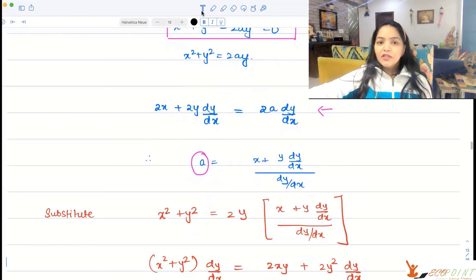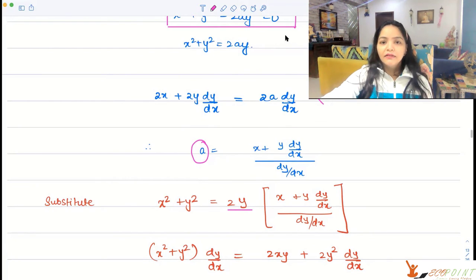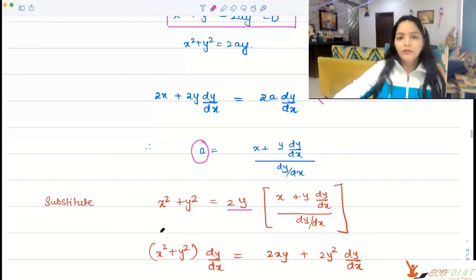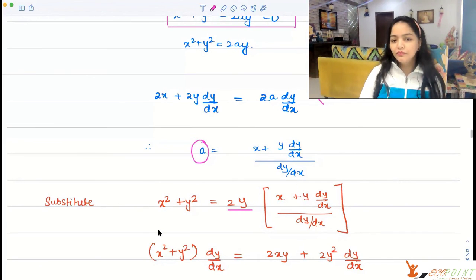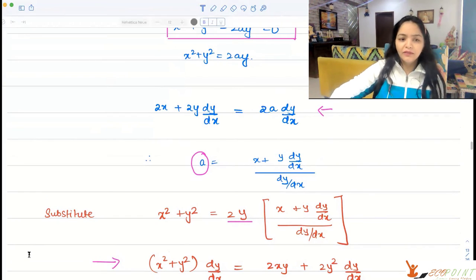So if you substitute in this equation of the circles, you'll have x squared plus y squared equals 2ay. So 2ay means 2y into a. A is x plus y dy by dx upon dy by dx. You can cross multiply. That's what I've done. So when we substitute for a, this is what we get. And this, that means, is the differential equation which is being satisfied. We can simplify it further if you wish to.